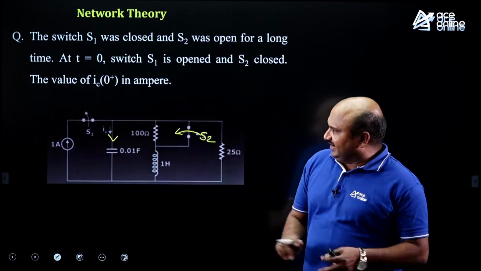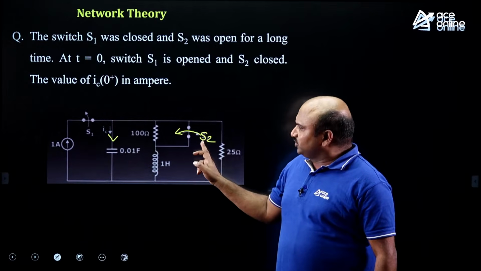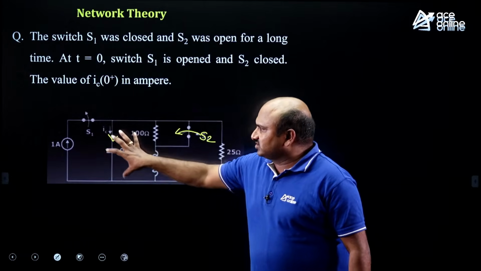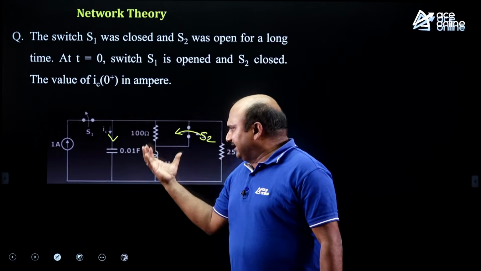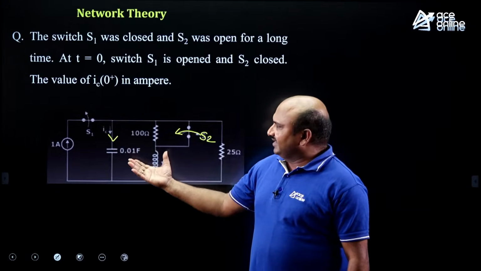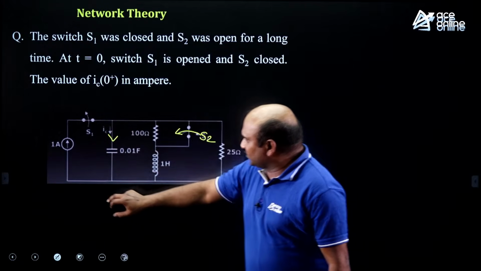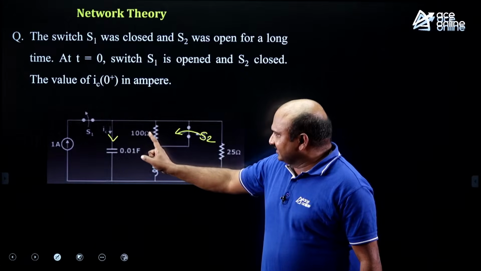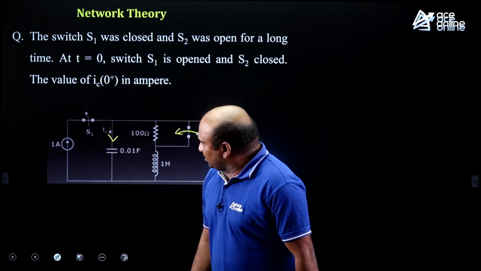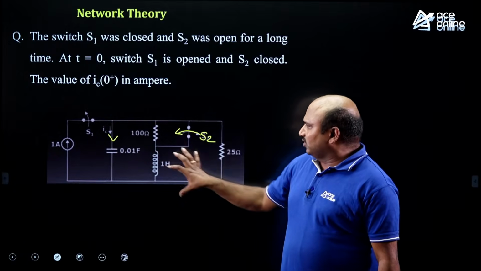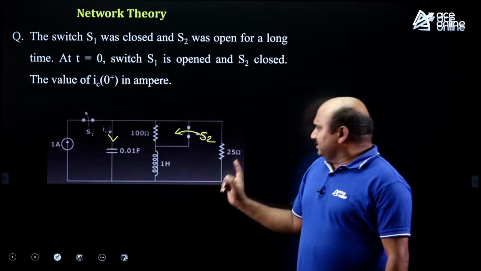Here also we can proceed the same way. Before t equal to 0, this switch is closed and this switch is open, and the inductor and capacitor are affecting the source. Let me extract the initial values of the inductor and capacitor. For that, you need to replace the inductor as a short circuit and the capacitor as an open circuit. By making the capacitor an open circuit and the inductor a short circuit, we get that the 1 and 25 are both in parallel.